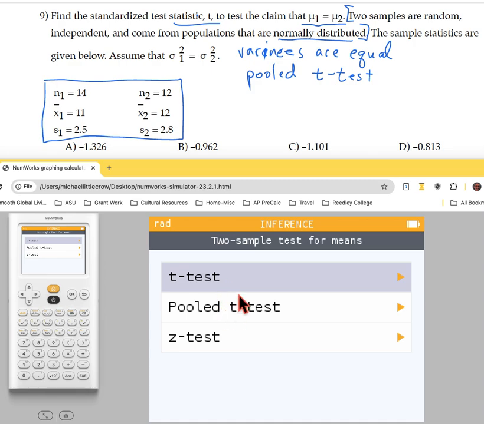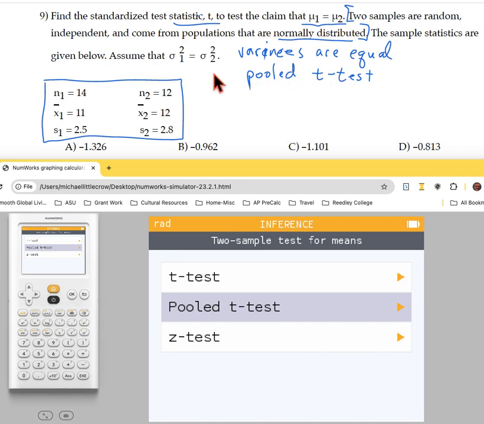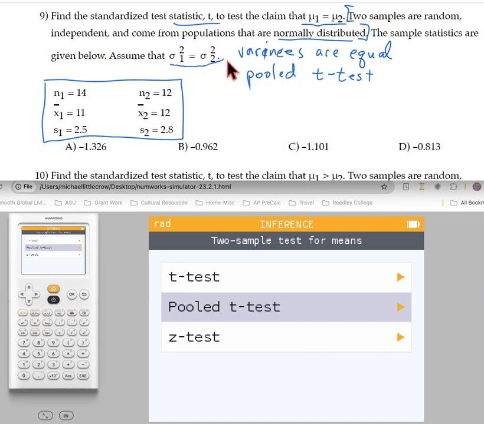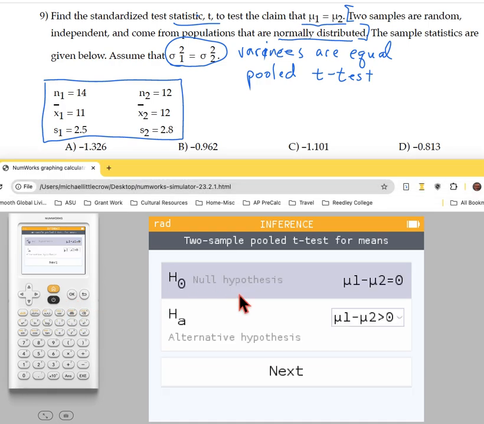When we get here, we have two types of t-test, a sort of regular t-test and the pooled t-test. Since the variances are equal, that's the symbol right here. I think in the homework it just says variances are equal. So we're going to do a pooled t-test. The answers we come up with are slightly different, and I'll show you that once we go through this the first time the right way. Okay, so we're going to do pooled t-test.